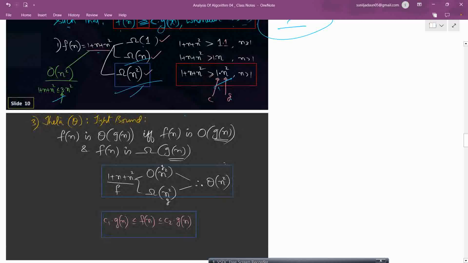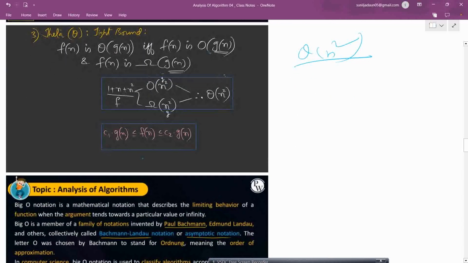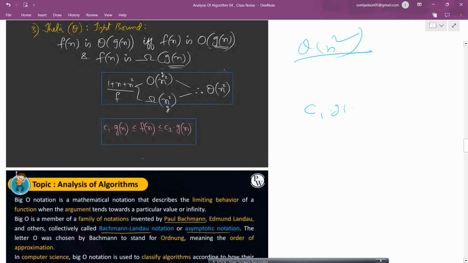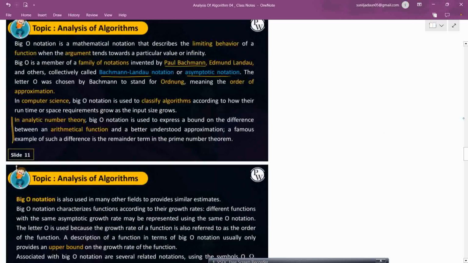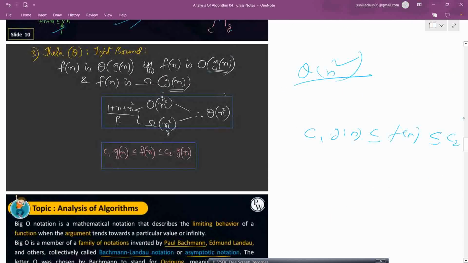For theta notation, f(n) is theta of g(n) if and only if f is big O of n squared and omega of n squared, then it is theta of n squared. That is, c1 times g(n) is less than or equal to f(n), which is less than or equal to c2 times g(n).